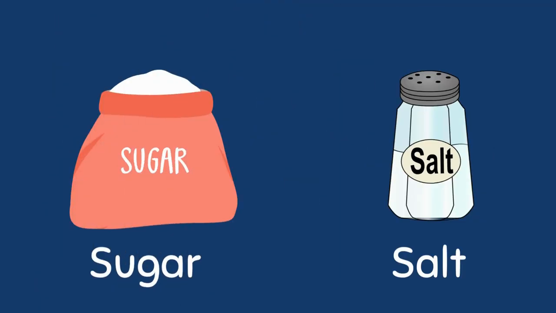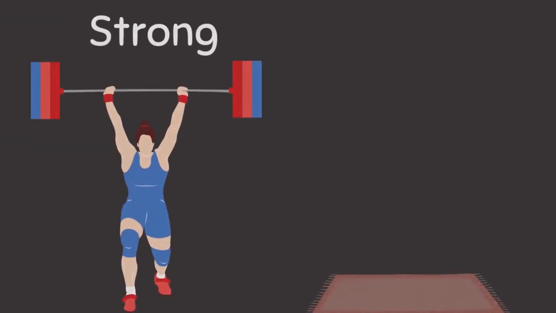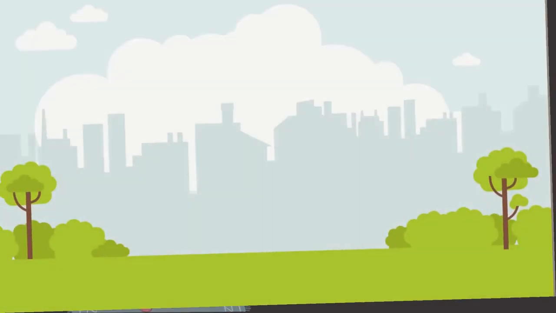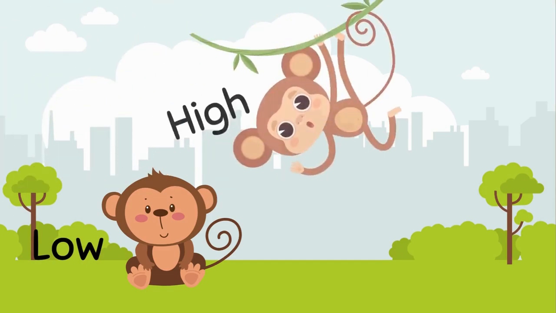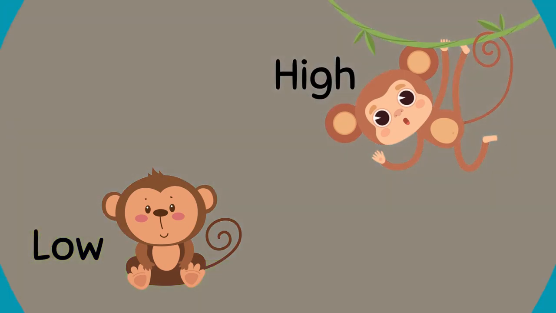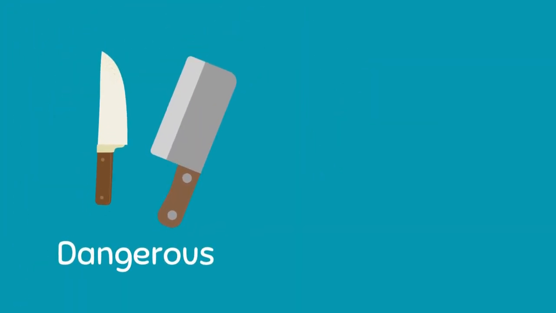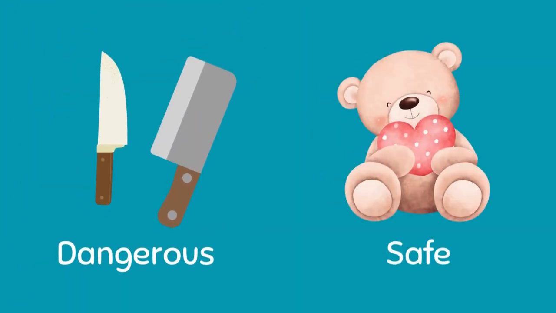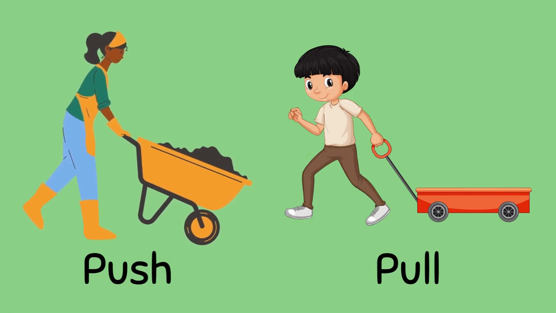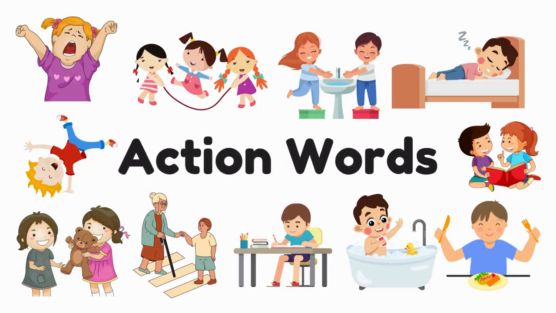Sugar. The sugar opposite is salt. Strong. The strong opposite is weak. Low. The low opposite is high. Dangerous. The dangerous opposite is safe. Push. The push opposite. Let's learn about the action words.